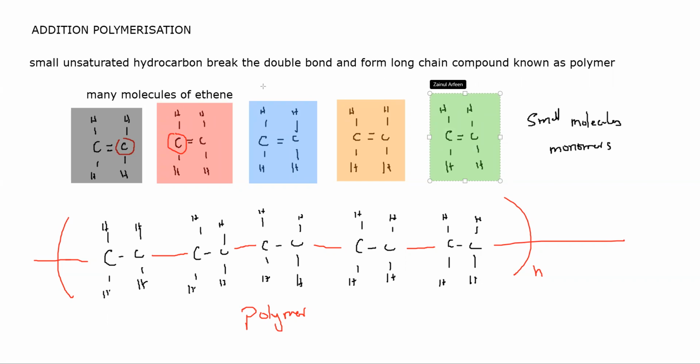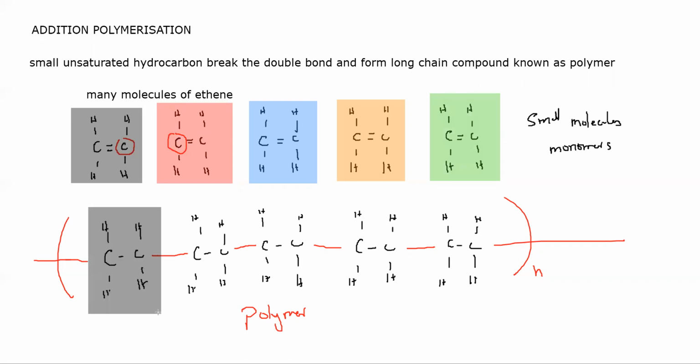How will the double bond break? We supply energy and we use a catalyst, so we break the double bond. Alkenes, how do they react? We can break the bonds of alkene. So we use temperature to break this bond. When the bond breaks, the molecules will link with each other. As the molecules link with each other, you can see here, now all of them join together.